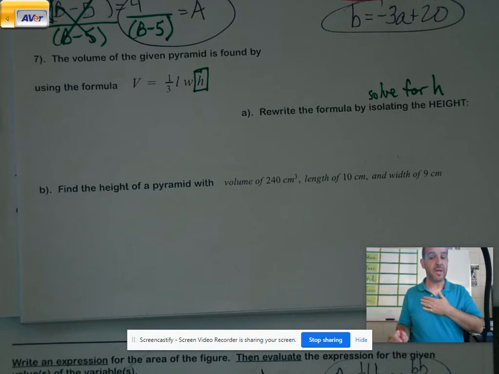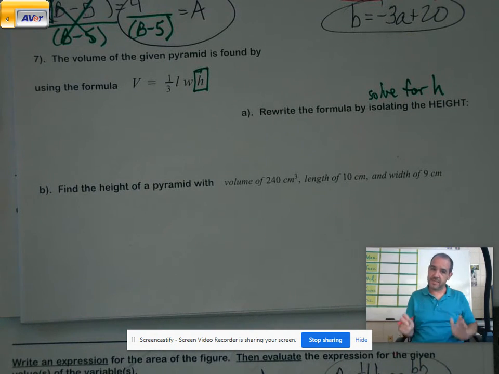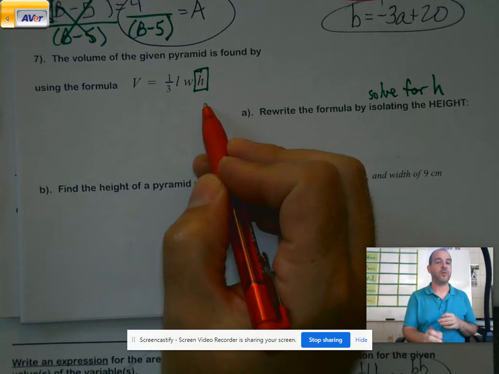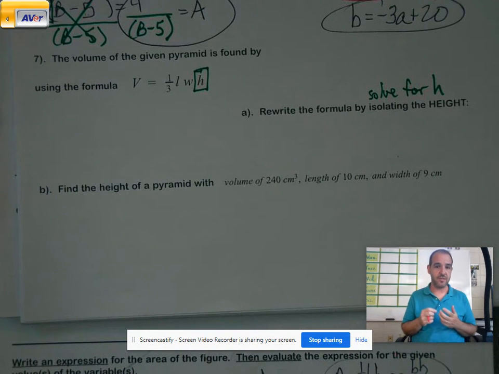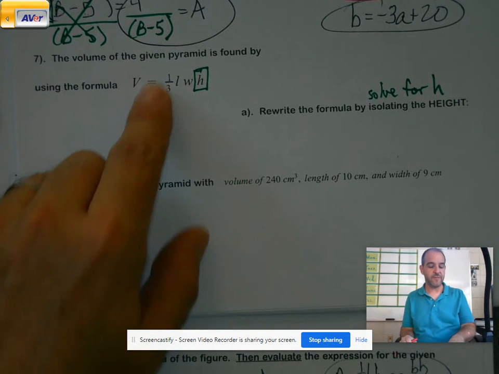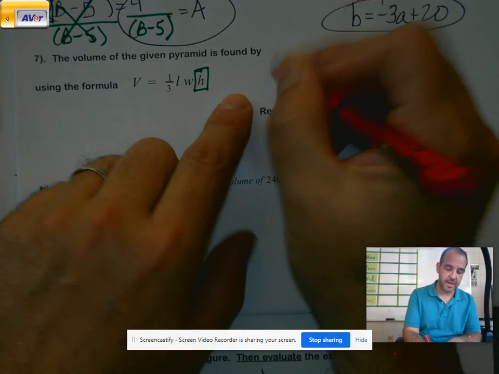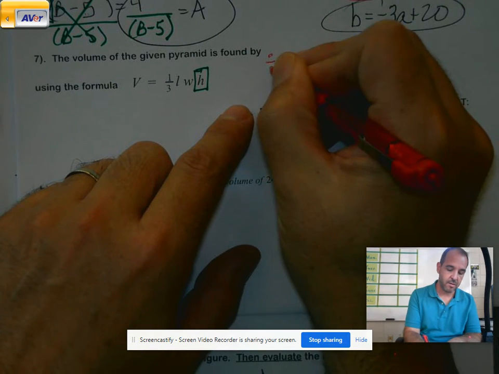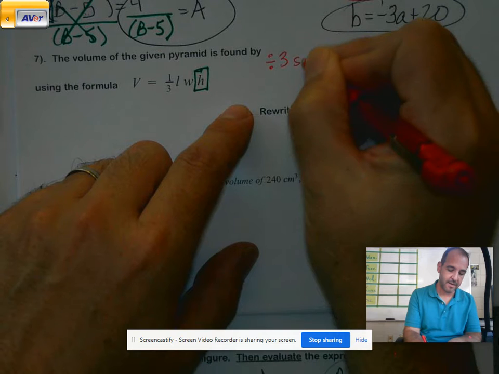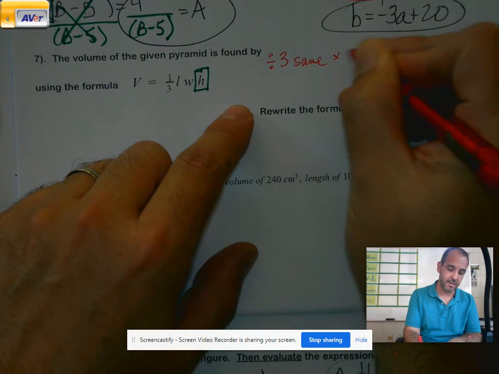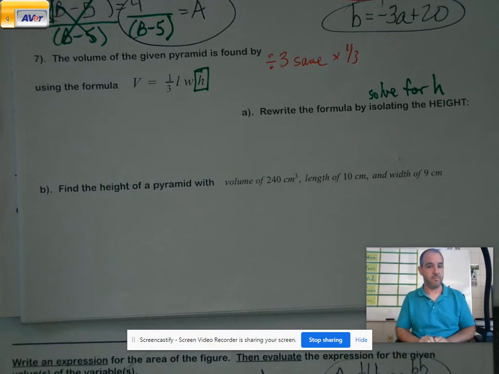Now again, this is just me, just from experience, from seeing this for many years. I would get rid of the fraction first. I would not sit here and say, oh, divide by 1/3 LW, because I've noticed a lot of students don't understand what dividing by 1/3 means. Okay? So what we're going to do, when you're dividing something by 3, because just as a side note here, dividing by 3 is the same thing as multiplying by 1/3.